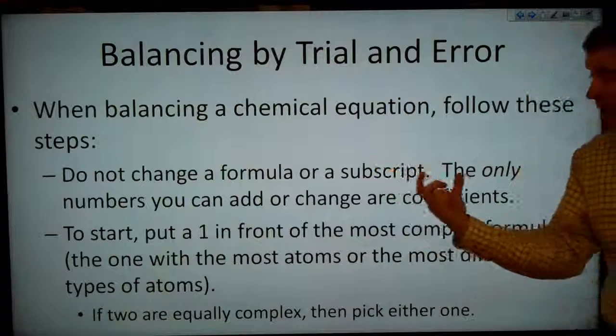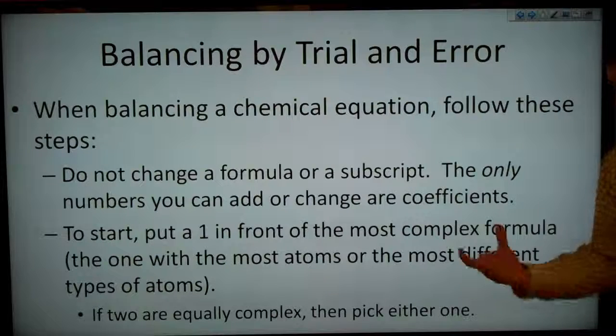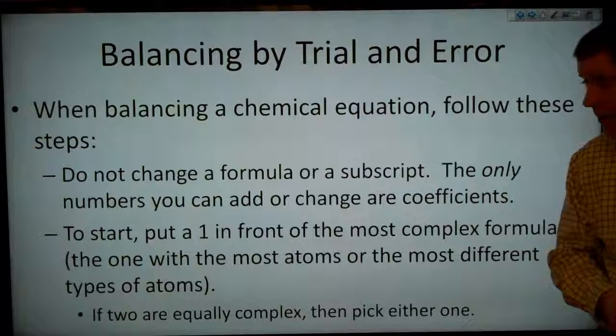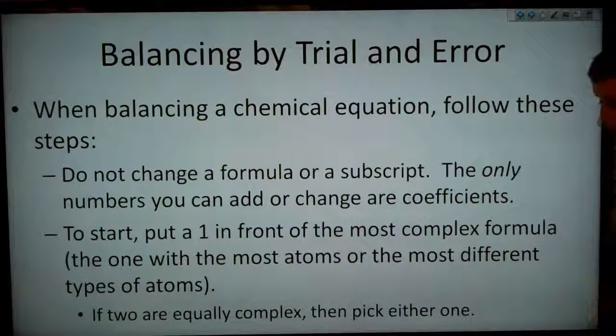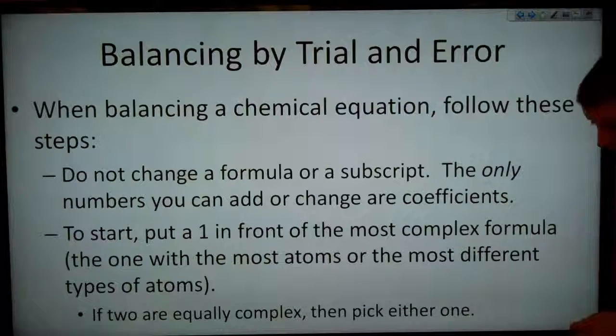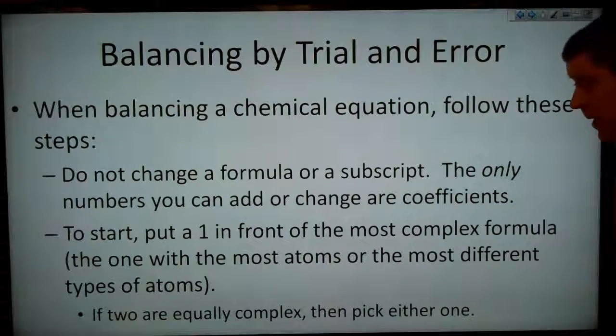Do not change a formula or a subscript. The only numbers you can change or add are the coefficients in front of our chemical formulas. To start, put a 1 in front of the most complex formula. This is the one with the most atoms or the most different types of atoms. And if two are equally complex, then pick either one, it doesn't matter.